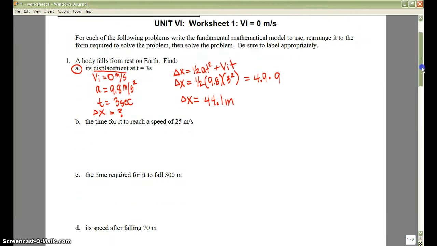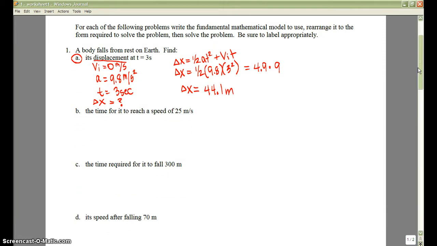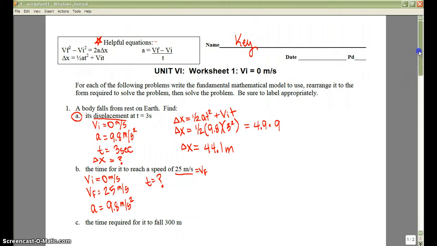For part B, we want the time for it to reach a speed of 25 meters per second. You can think of this as a final velocity. We want to calculate how long it takes to go from an initial velocity of 0 to this final velocity of 25 meters per second. Again, our acceleration is 9.8 meters per second squared, so it's gravity. We want to solve for the time it's going to take us to get there.